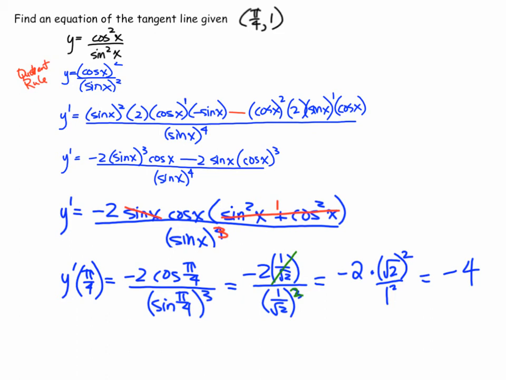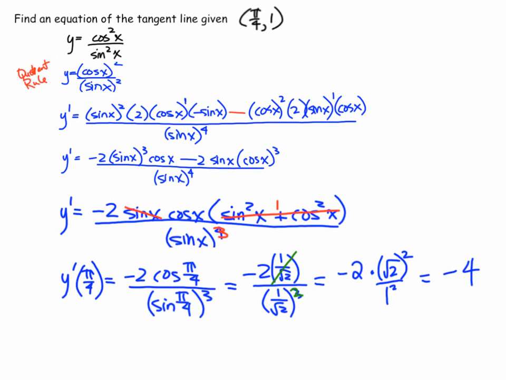But in order for me to find the slope, I need to plug in the x value of pi over 4 into the derivative. Cosine pi over 4, according to my special triangles, is 1 over root 2. And sine pi over 4, if I look at my special triangles, is also 1 over root 2. Mathematically, I need to simplify, and my slope is -4.